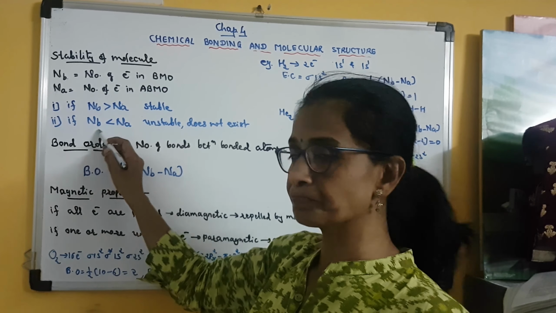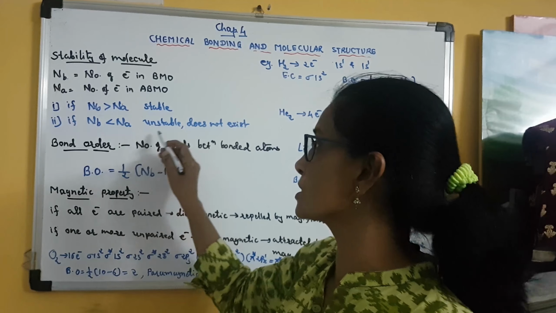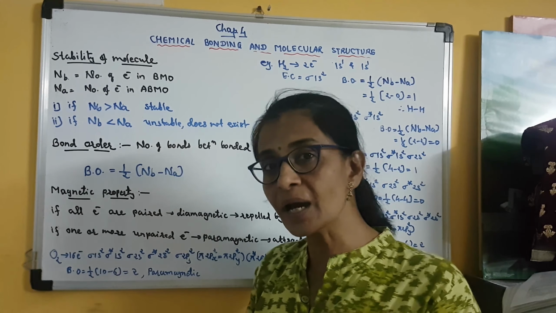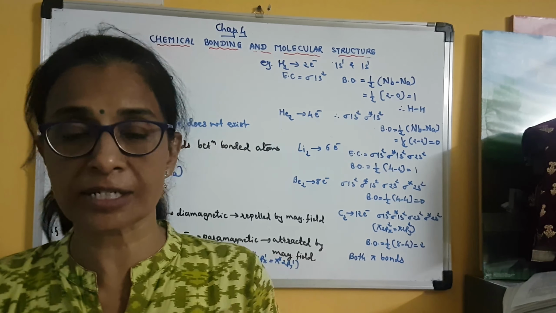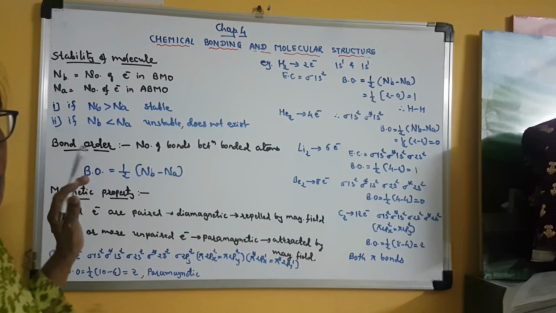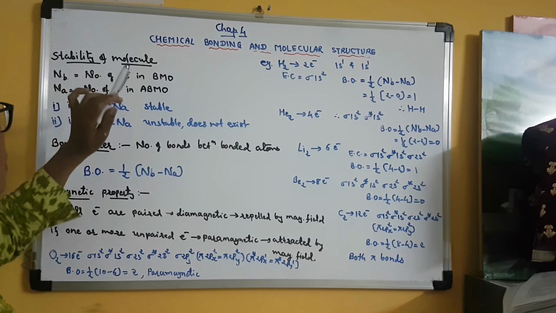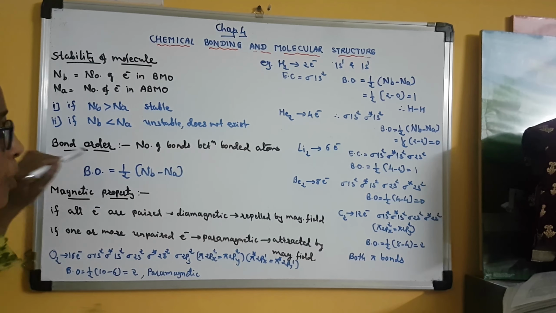If Nb, the bonding electrons, are less than antibonding electrons, then that molecule will be unstable, and being unstable, it does not exist, it cannot exist. Clear? So these are the two conditions for stability of the molecule. Clear? Okay. Then comes bond order.